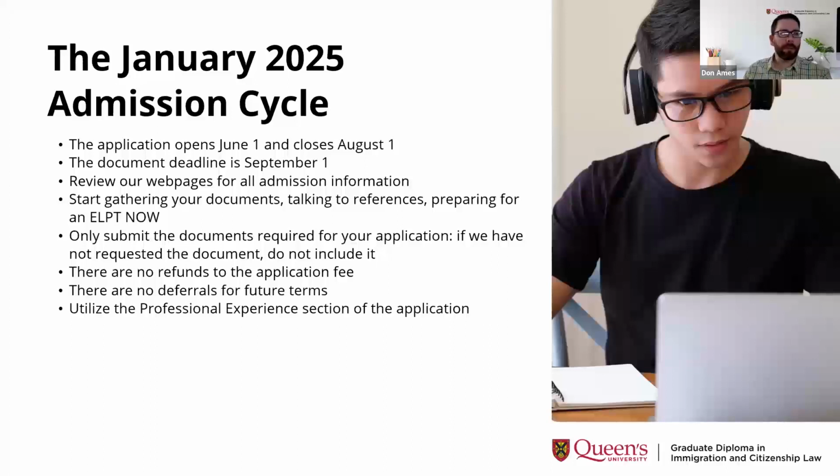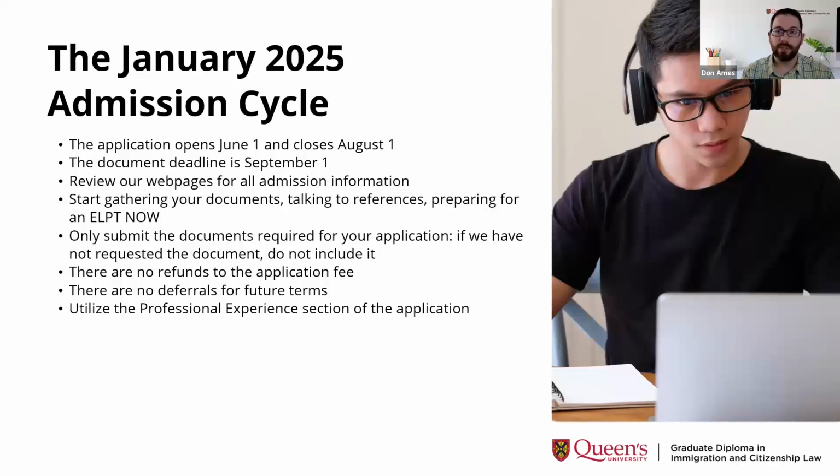All right, before we open up the Q&A, just some final points here about the January 2025 admission cycle. We open it on June 1st. It will close on August 1st. So make sure you are applying at the correct time frame. The document deadline is September 1st. So all those ELPT scores, your resumes, any other document that's outstanding needs to be in by September 1st. Review our website, and I'll put information in the chat for all the websites you should visit. And only submit the documents that are requested or required for your application.